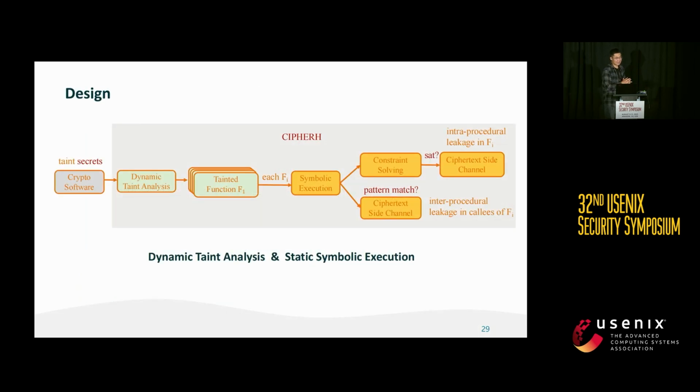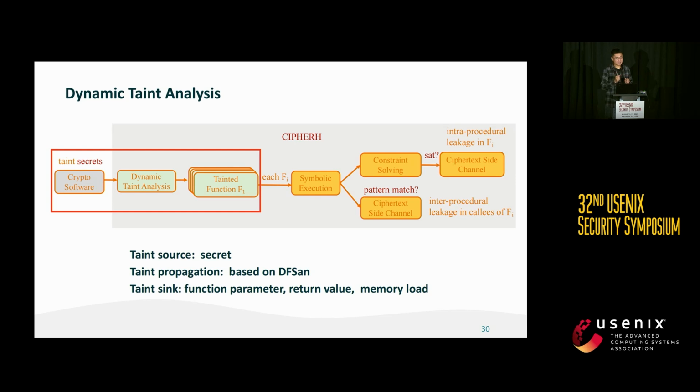Okay, next, let's see our design. Our design includes two parts, dynamic taint analysis and static symbolic execution. In our dynamic taint analysis, we taint a secret in the program, and our taint propagation is based on the data flow synthesizer. We also pick the function parameters, return value, and memory load as the taint sink. The output of this step is the set of tainted functions, which is also the input of the next step.